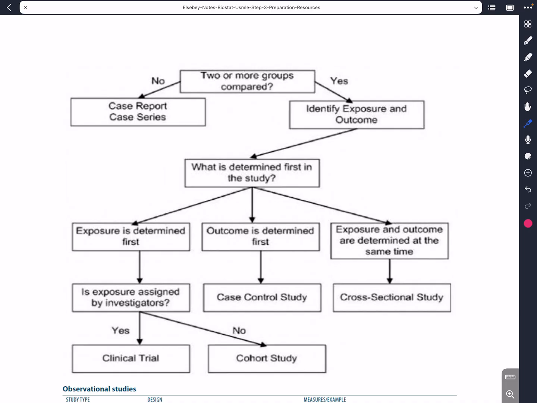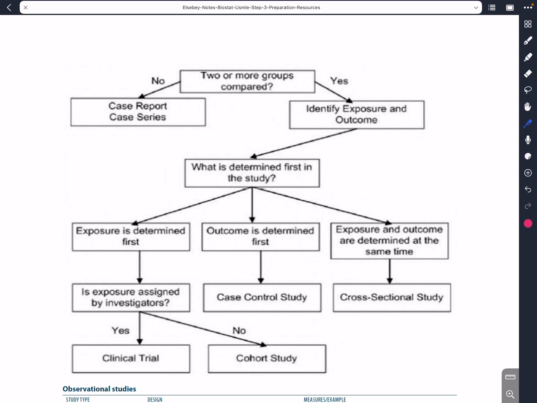And then exposure and outcome that is seen at one go, like at one point of time you see exposure and outcome together, that is cross-sectional studies. So for example, if I'm checking blood sugar level of all the people who are in the waiting area of the clinic right now, that would be cross-sectional studies.